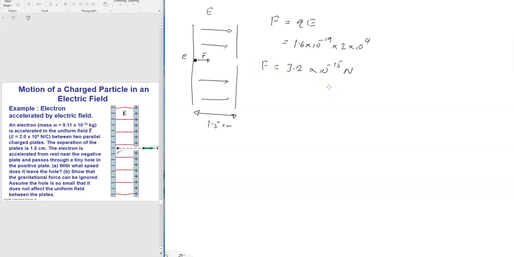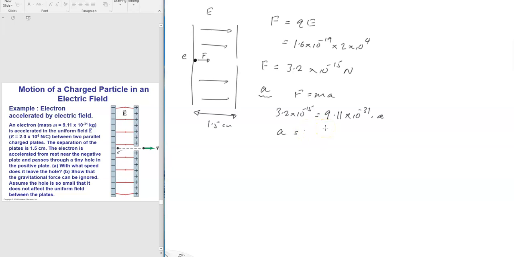So the electron is under this force. Now what is this force doing? It's going to accelerate the electron. So let's find the acceleration of the electron. We can use F equals ma. The force is 3.2 times 10 to the negative 15. Mass of the electron is given, 9.11 times 10 to the negative 31 kilograms, times acceleration. So for acceleration, divide one by the other.